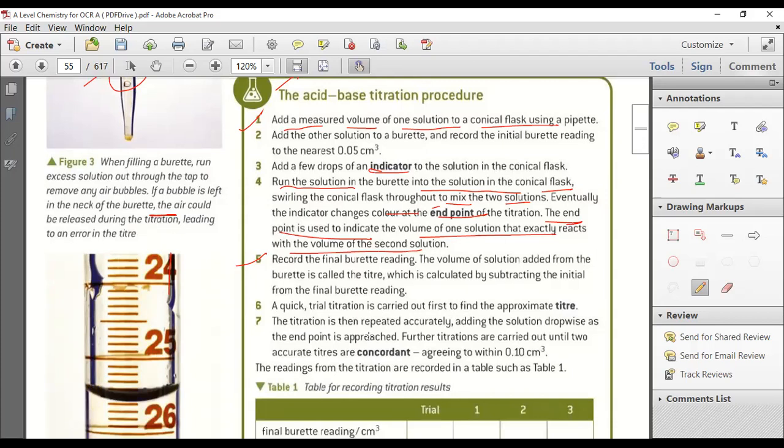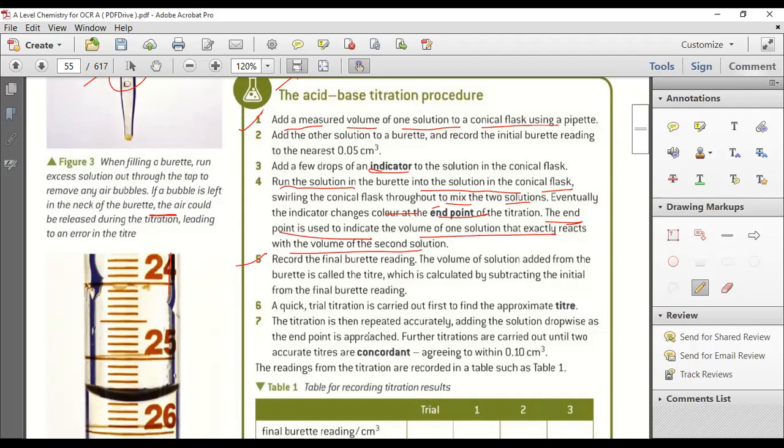A quick trial titration can be carried out first to find out the approximate titrate required. So we will do a short titration first, and this short titration is used just to extrapolate what amount of substance we need to titrate, and what we have to do. So it gives that particular idea.